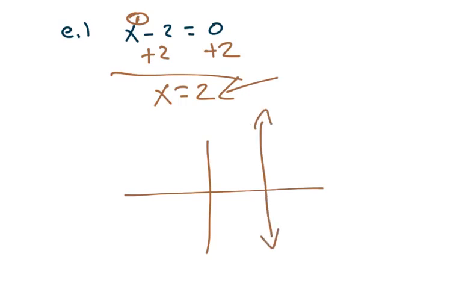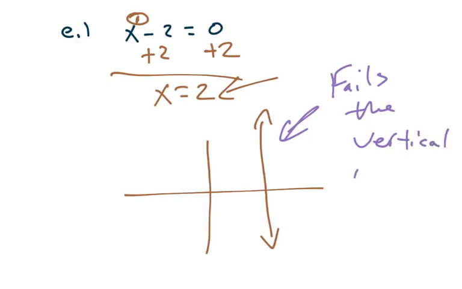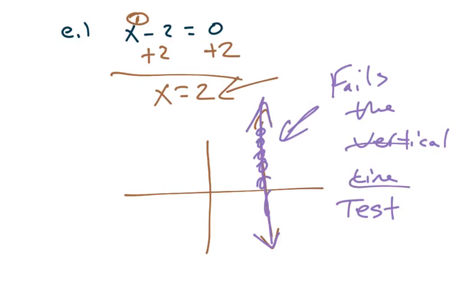And the problem with something that goes up and down is it fails the vertical line test. The vertical line test is that if you can drop a vertical line and it touches the graph more than once, here it touches at every single point, because it is a vertical line, right? Then it fails the vertical line test.